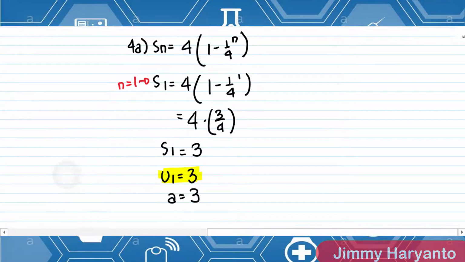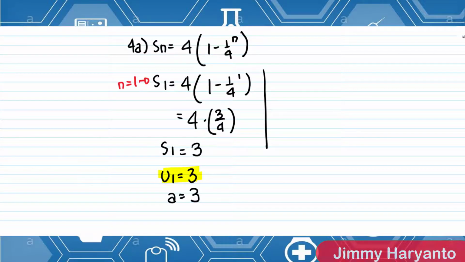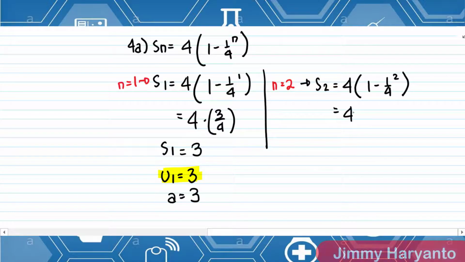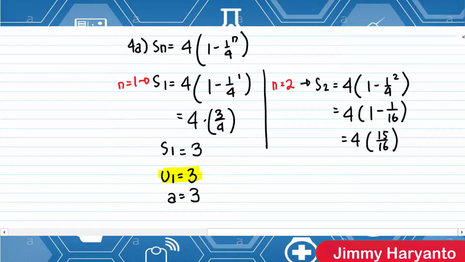To find the ratio, we have to find U2 first, because the ratio is U2 over U1. So we will try n equals to 2. That means S2 equals 4 times 1 minus 1 over 4 to the power of n. N equals 2, so 4 times 1 minus 1 over 16. That means 4 times 15 over 16. Make the denominator equal. After that, I can cancel the 4 and the 16. I will get 15 over 4. So this is the S2.